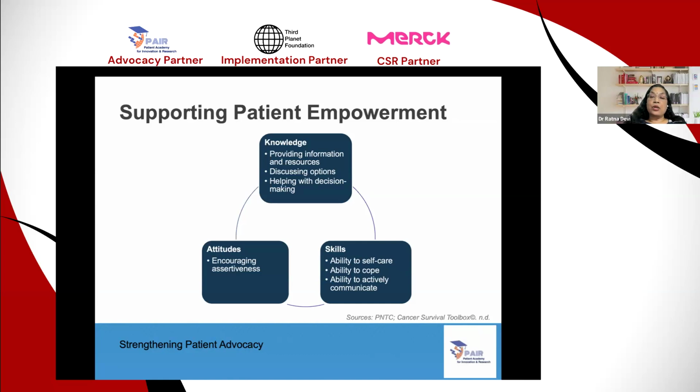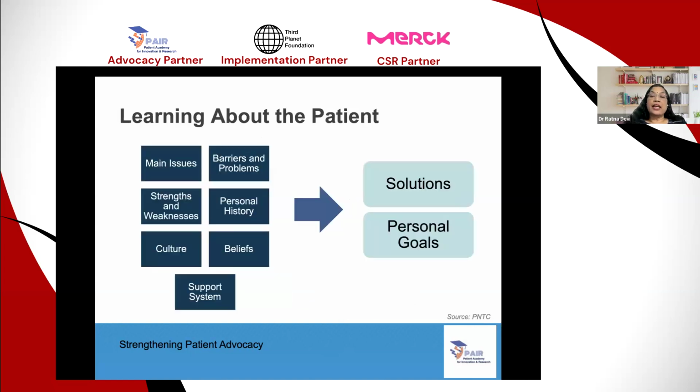You would discuss options. You would help with decision making. You would encourage assertiveness, and you would be able to inculcate skills that empower them for their ability to self-care, ability to cope, and ability to actively communicate with their healthcare providers and others in the ecosystem. What do you need to do to be able to help others become a patient advocate?